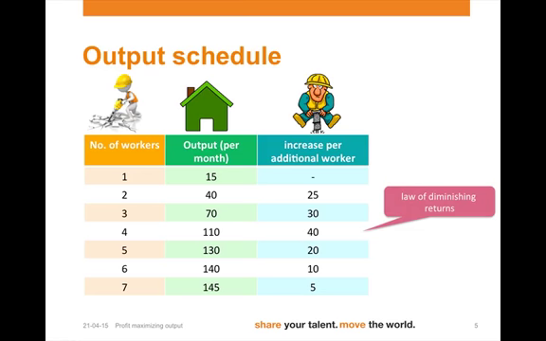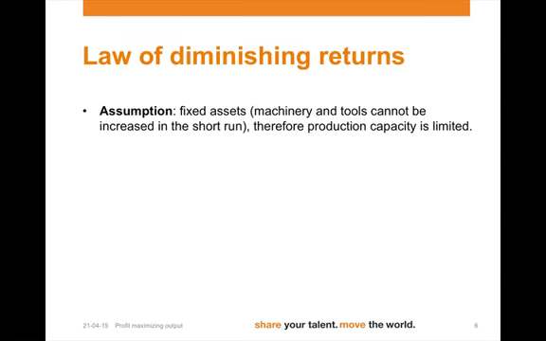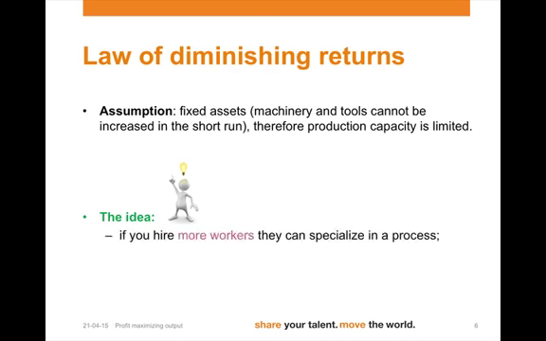So what is this law of diminishing returns? Within the law of diminishing returns, there is the assumption that fixed assets, and fixed assets are machinery and tools, cannot be increased in the short run, and therefore production capacity is limited. The idea? If you hire more workers, they can specialize in a process. But if you hire too many workers, they will be in each other's way.